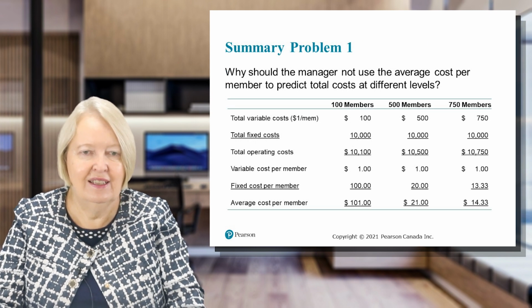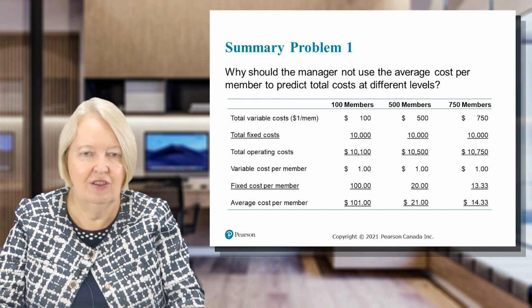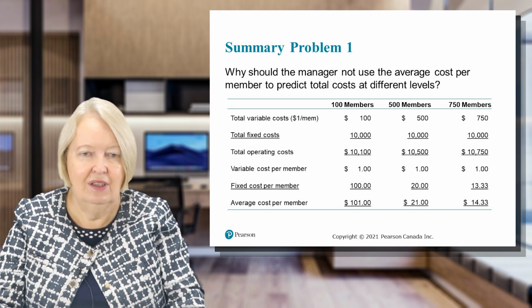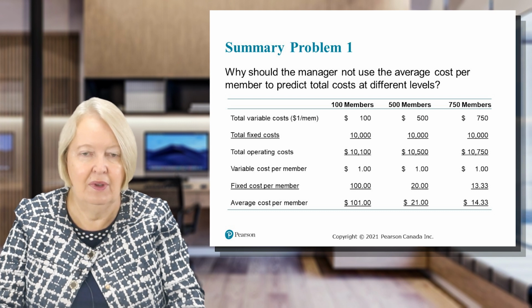So we're going to look at an example, a fitness center. So the fitness center has fixed operating costs of, say, $10,000 per month. The variable costs are $1 per member. And your relevant range, so the facilities can serve up to 750 members per month. So that's the maximum membership.